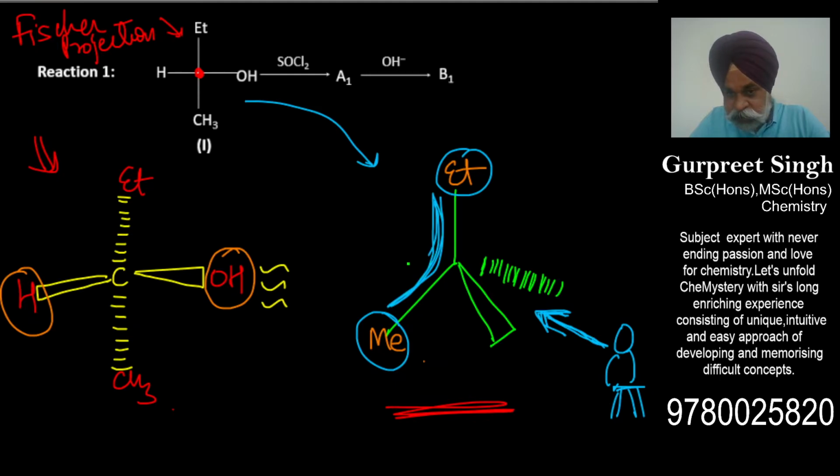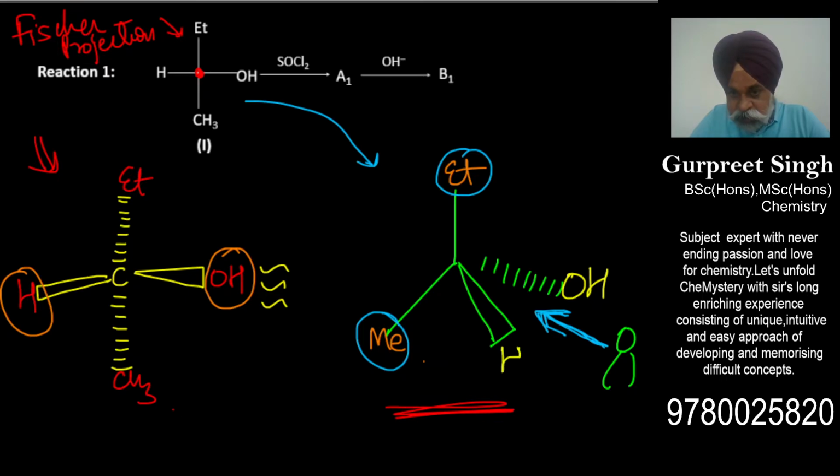This is what I am referring to. This should become a vertical line, and the horizontal line would become this one. This becomes the horizontal line. So what I'm saying is, here you have OH and here you have H.